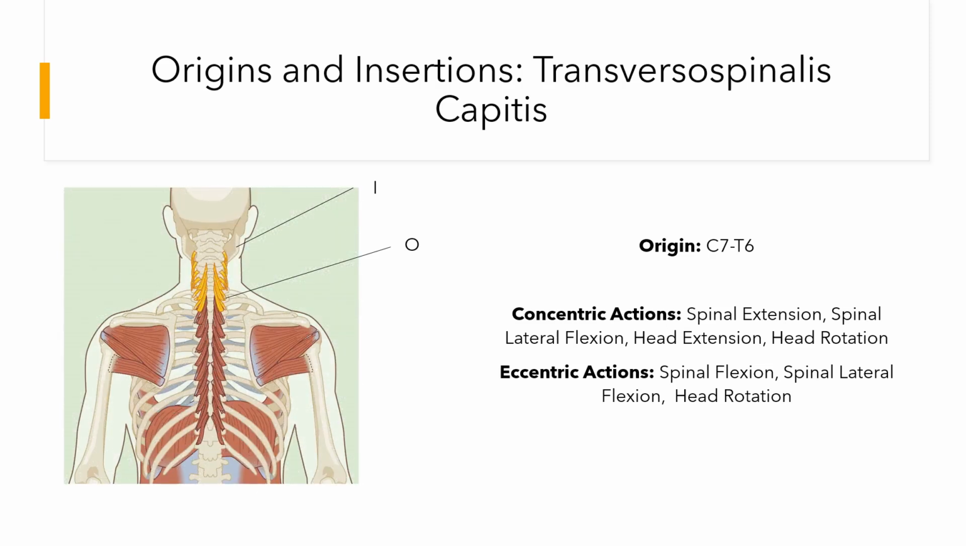Transversospinalis capitis, so again the one at the top, wrapping around from C7 to T6, inserting into the skull. Same kind of principle applies. It allows for extension of the spine, lateral flexion of the spine, extension of the head, but rotation of the head as well.